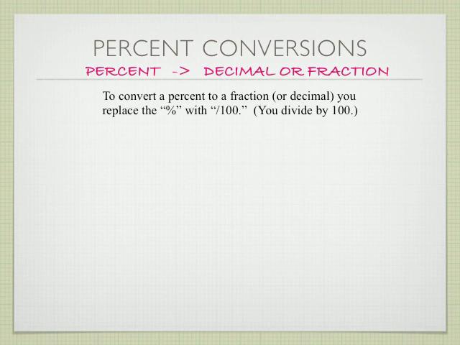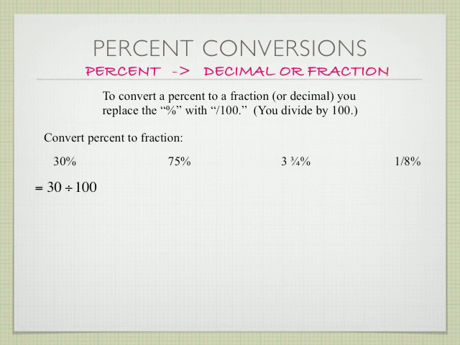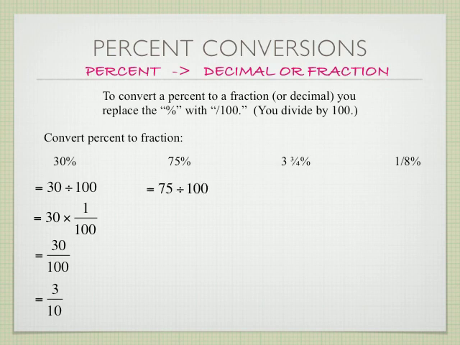So to convert a percent to a fraction or a decimal, I replace the percent sign with divide by 100. So to convert these to a fraction, I'll take off the percent sign and just write divided by 100. So that's 30 divided by 100, and yes, you can skip straight to that step if you'd like. If I simplify, that's 3/10. Or 75 divided by 100. If I simplify, then that's 3/4.